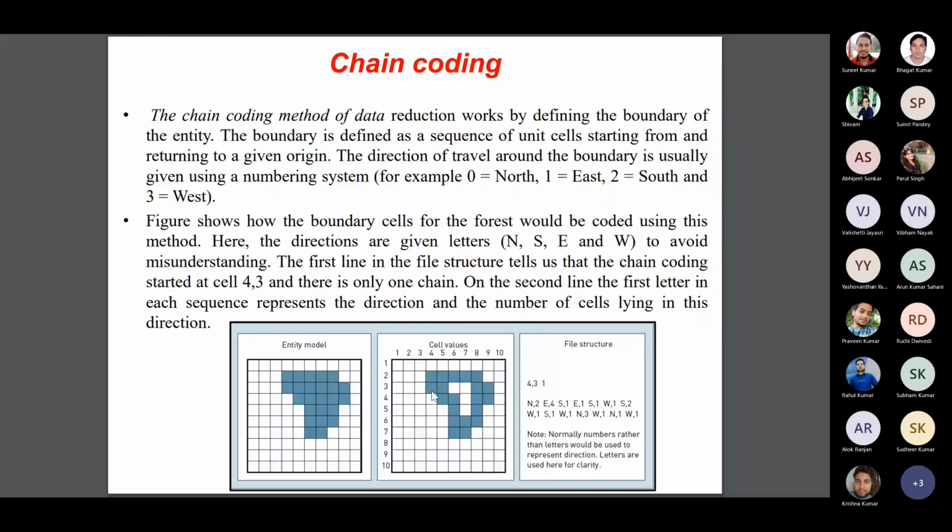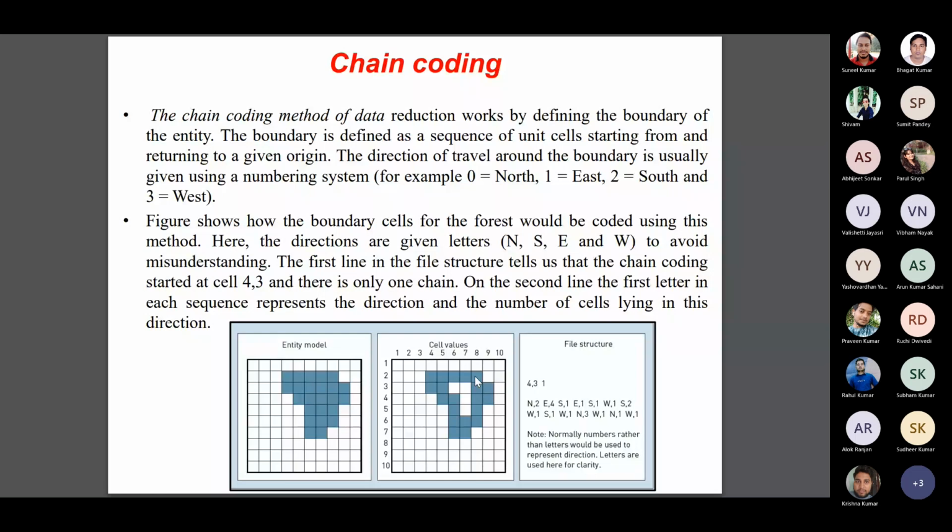So the very first location is 4,3. So you need to move 2 cells. This is a little bit different for the very first entry. You have to take 2 cells in the north direction. Okay. Now, in which direction you have to move? You have to move in the east direction. How many cells in the east direction? 4 cells in the east direction. So it is E, 4.